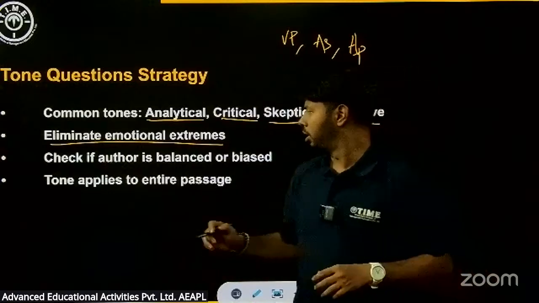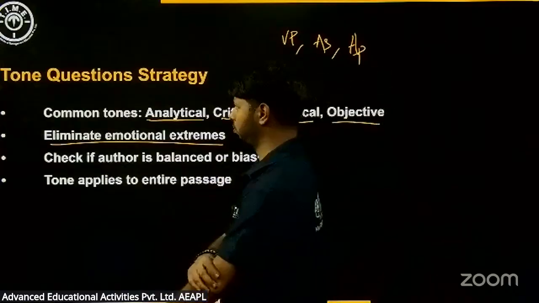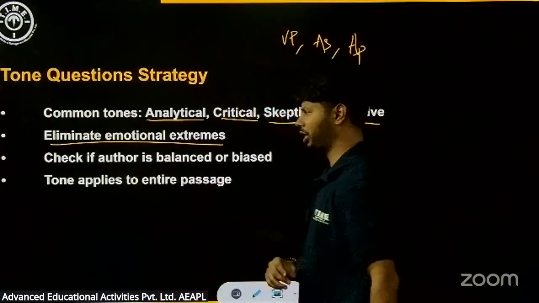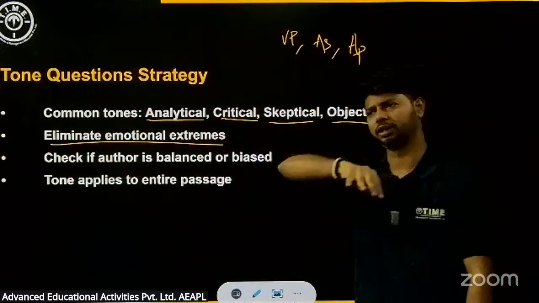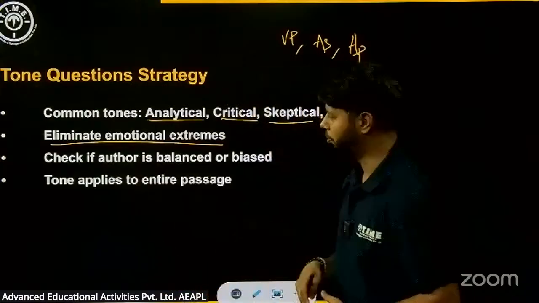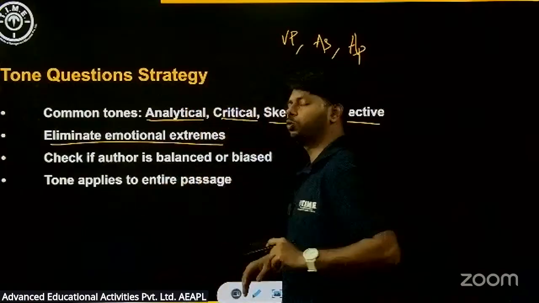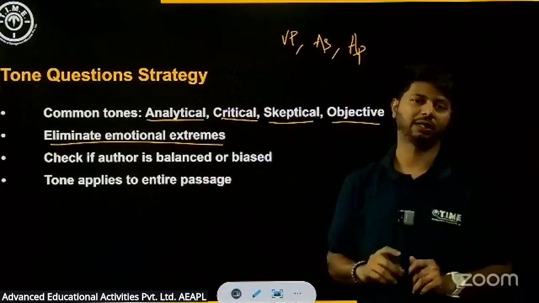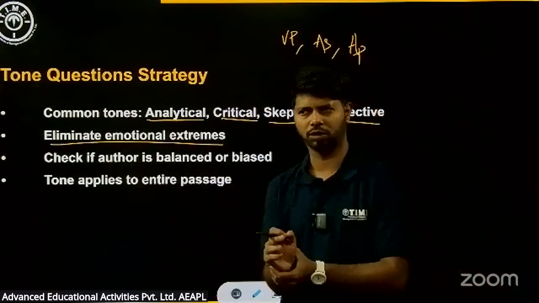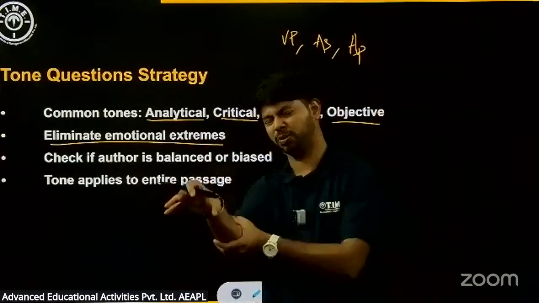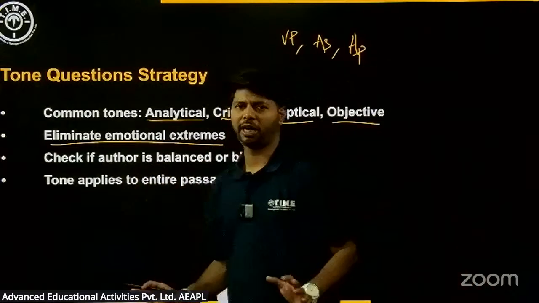Check if the author is balanced or biased. That is also something that you need to check. So a lot of these questions will be based on this: does he take a balanced approach, or does he favor a certain point or certain perspective? Tone also applies to the entire passage. Sometimes you can also get what is the tone of the author in saying this very specific thing, but that very rarely happens. Mostly it applies to the whole passage in general.